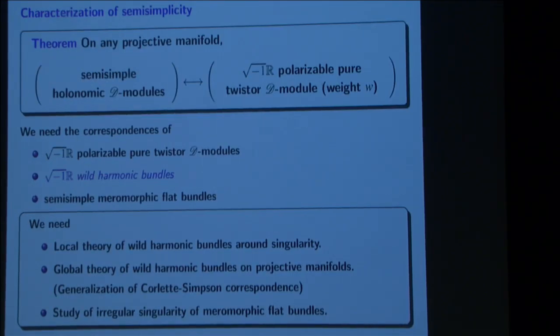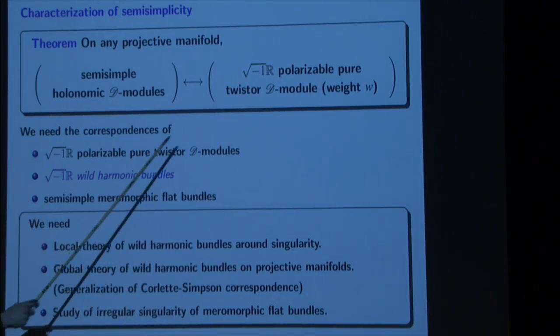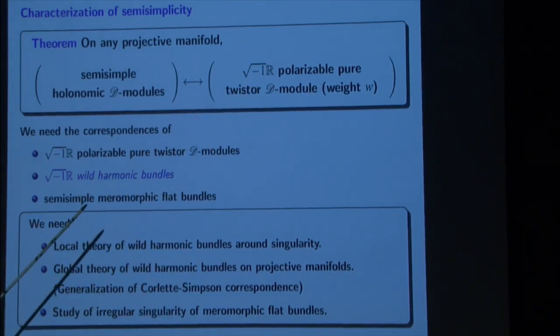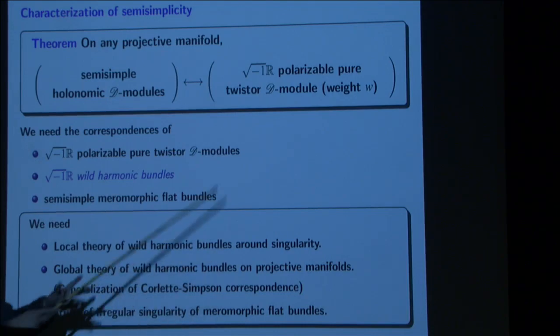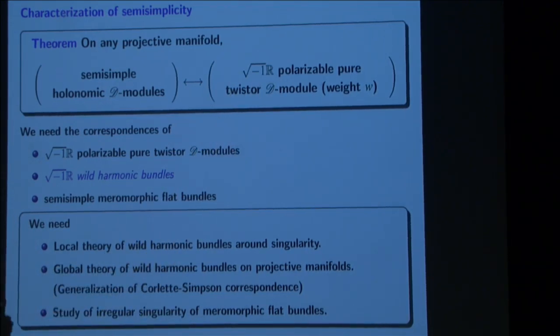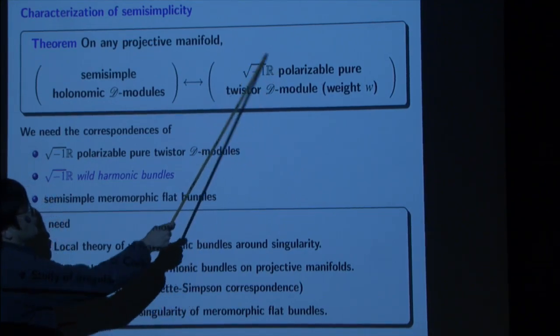And as for the characterization of semi-simplicity on any projective manifold, we have the correspondence of semi-simple holonomic D modules and √-1 R polarizable pure twistor D modules. √-1 R means, very roughly, that polarizable pure twistor D modules correspond to wild harmonic bundles, which I will explain later. But this condition very roughly means the eigenvalues of the residue of the Higgs field are purely imaginary. So we have a subclass of polarizable pure twistor D modules called this one.